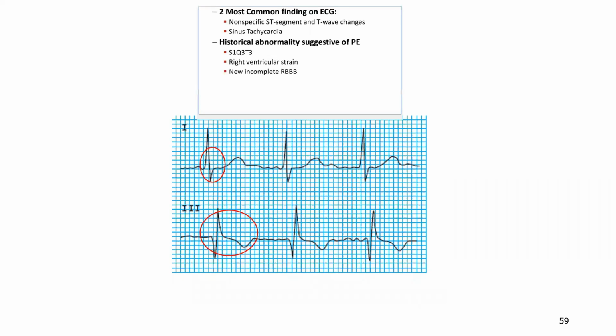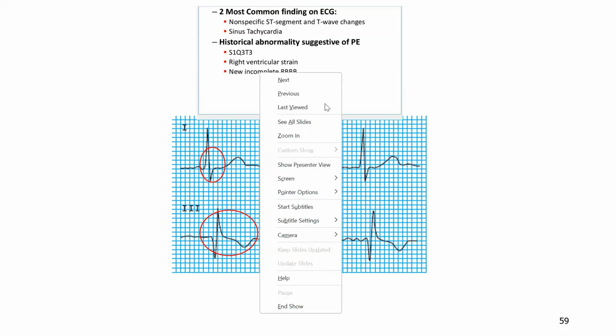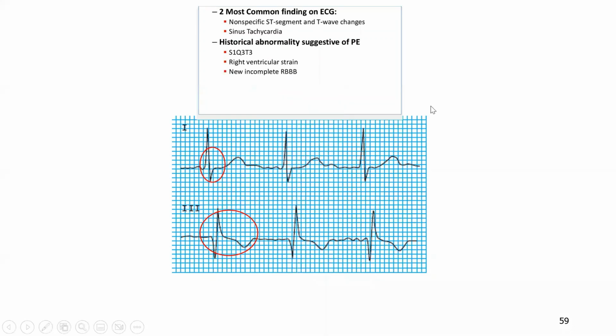And now for the ECG, I'm going to show you this one here. Sorry, ECG. Sinus tachycardia is probably the most common. Historically we stick to S1Q3T3 because we like it, and RV strain and incomplete right bundle branch block. But remember, the most common ECG feature of pulmonary embolism, if it is massive and hemodynamically significant, is sinus tachycardia. Okay.